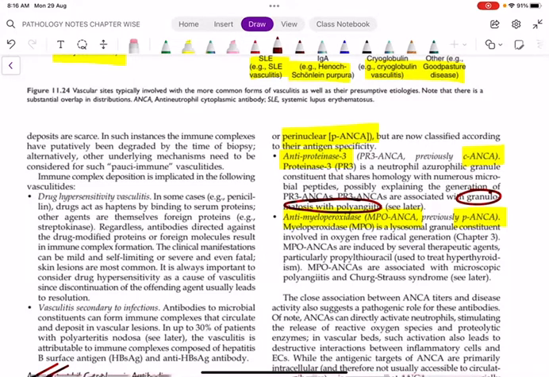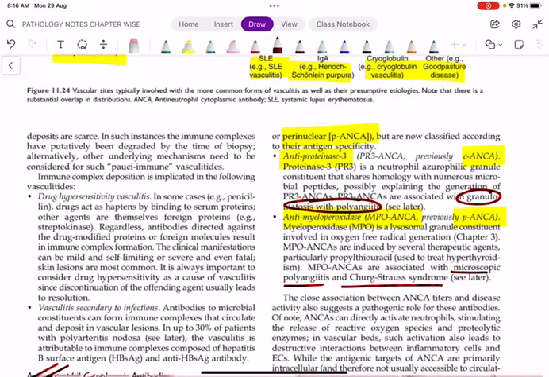Anti-myeloperoxidase. Here the antibodies are produced against myeloperoxidase. You already know what is the role of myeloperoxidase. It is also associated with microscopic polyangiitis and Churg-Strauss syndrome. So anti-proteinase 3 is associated with granulomatosis with polyangiitis. Anti-myeloperoxidase is associated with microscopic polyangiitis. Granulomatosis with polyangiitis, microscopic polyangiitis: both terminologies appear similar, but both are entirely different. No worry, we will discuss.